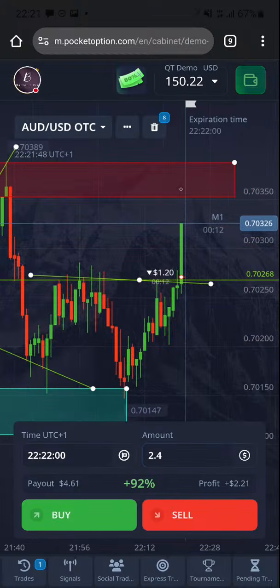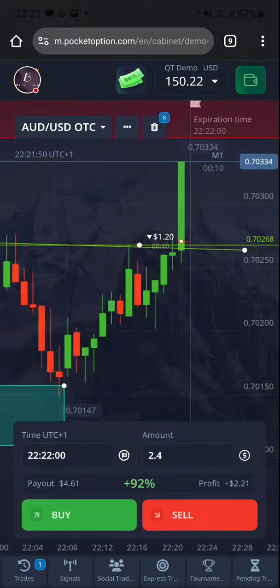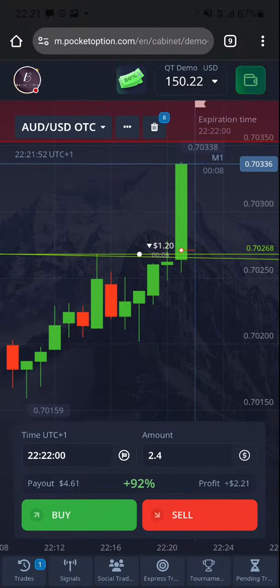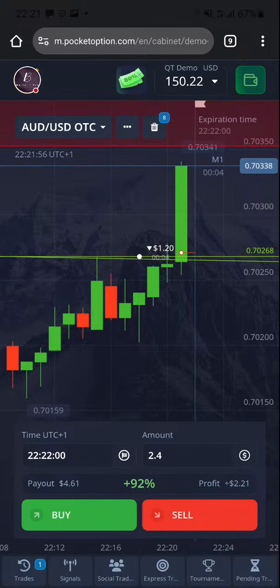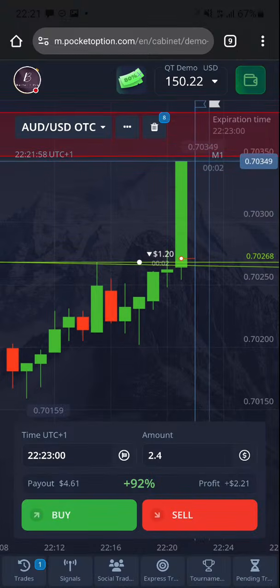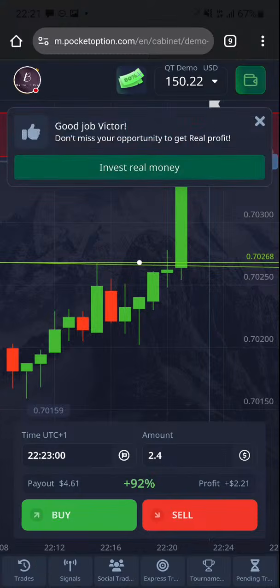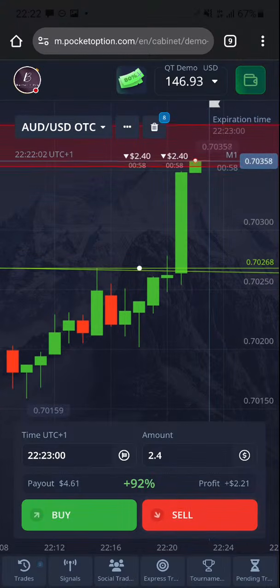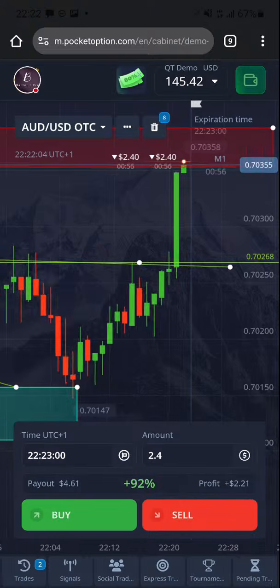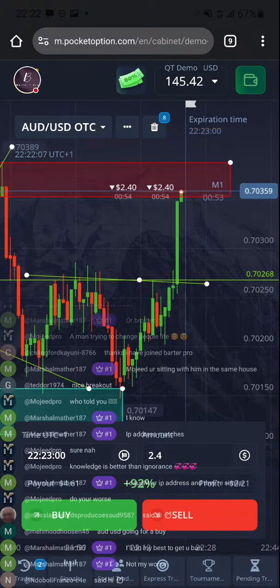So we have a demand and a supply area up here. We can take this supply trade if price comes into that supply. This is an exhaustion candle. Okay, good. So I'm expecting a red candle here if it's going to happen. But if it doesn't happen, it's still fine.